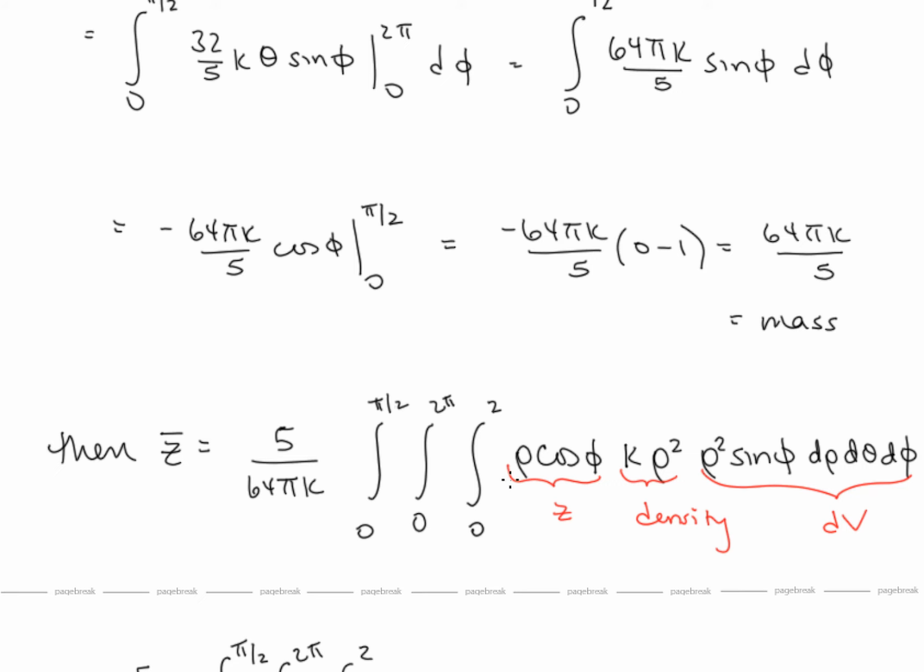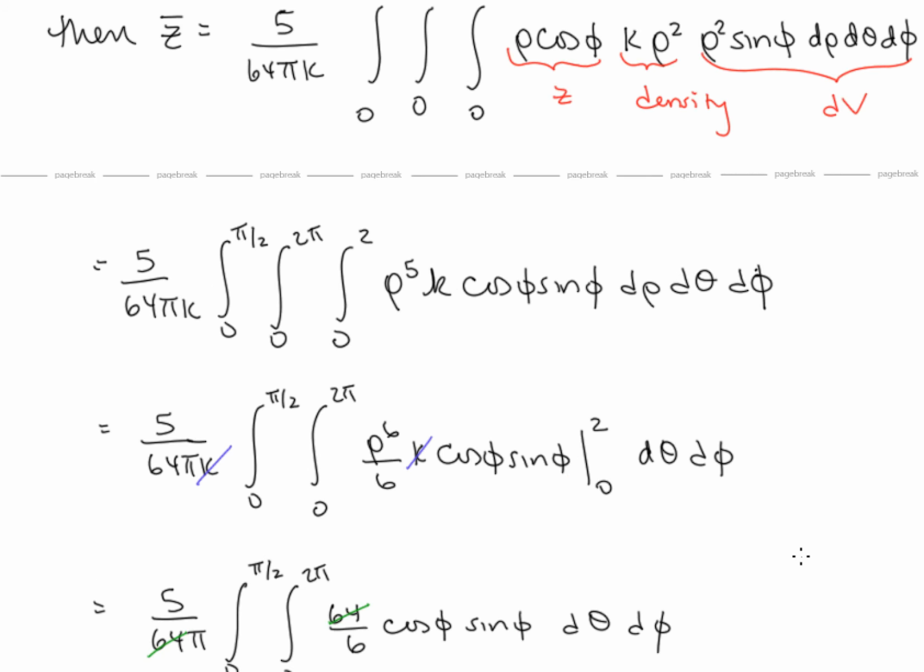The conversion from rectangular to spherical coordinates has z equals rho cosine phi. So that's rho cosine phi here. Our density function, we said, is k times rho squared. And our volume element is rho squared sine phi d rho d theta d phi. So simplifying and integrating, we're here.